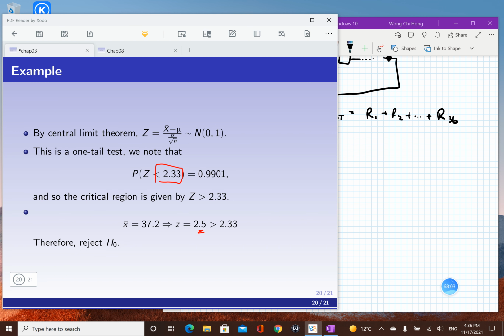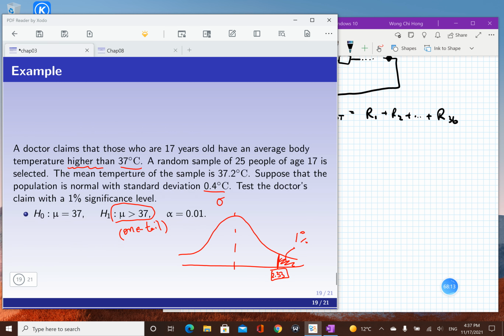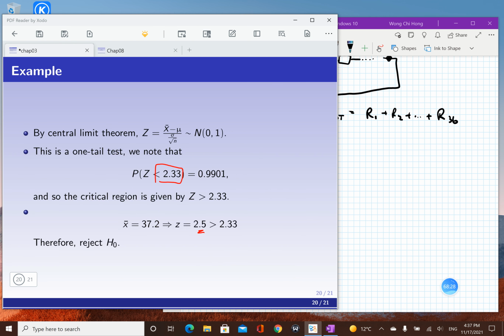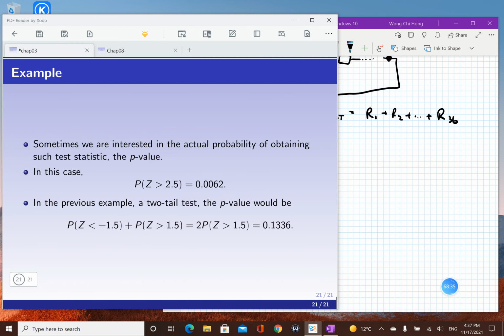We say that z is 2.5, so it's greater than 2.33, therefore we reject H0. That means it is an event unlikely to occur, with a probability even less than 1%. But exactly how much? Sometimes people like to quote these probability values. We can actually have these probabilities.